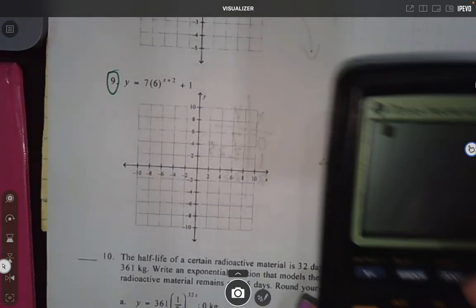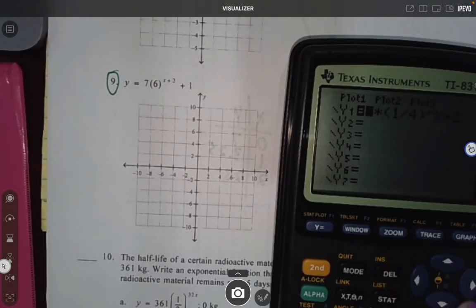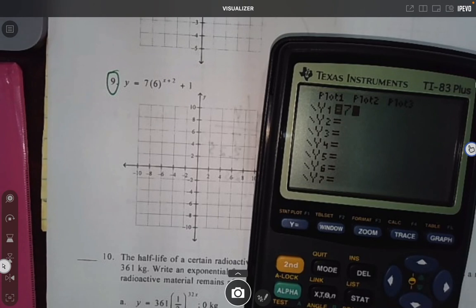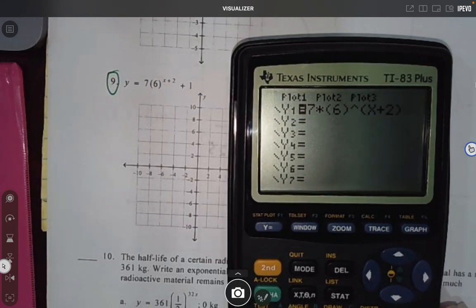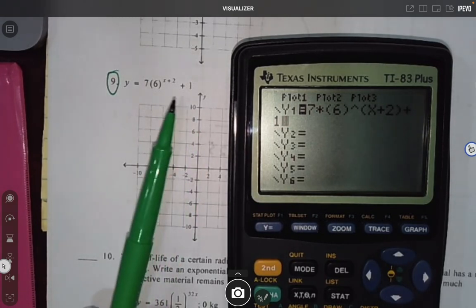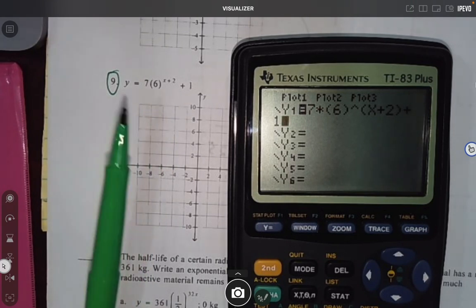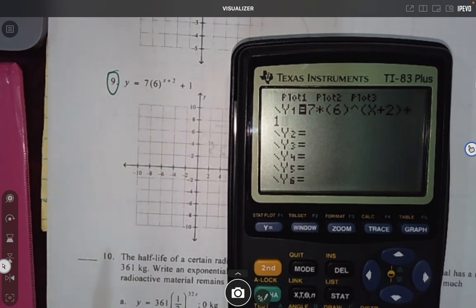But if we don't know any of that, our calculator, we'll just type it in and it'll tell us. So 7 times 6 to the, now on mine, I'm going to have to put x plus 2 in parentheses and then plus 1. So look at that. If you have a newer calculator, just make sure your x plus 2 is in the exponent. The plus 1 is not. Are we good with this? Can I press the graph? Yes. Okay.